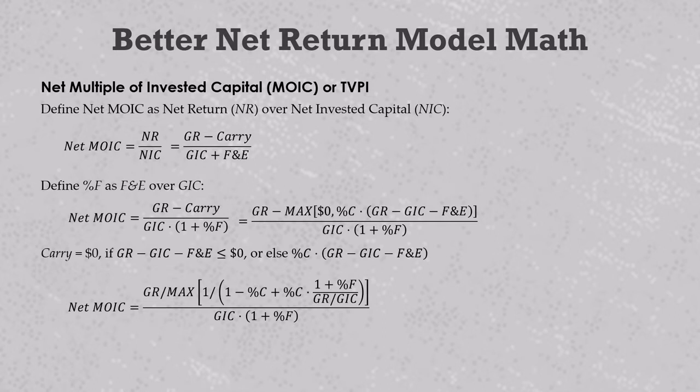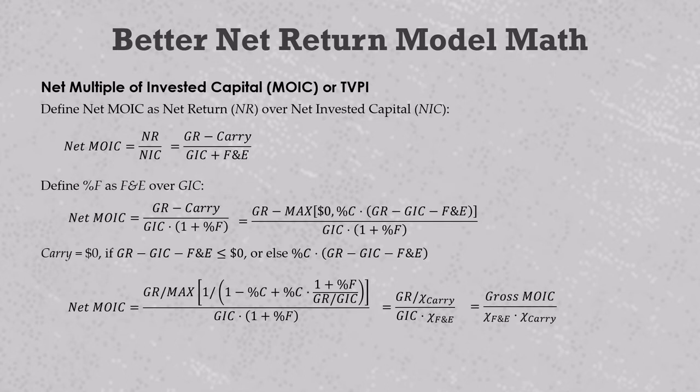And you're probably wondering, why would we ever do such a thing? Because this carried interest expression is definitely more complicated than it was before. Well, we go through all this because it allows us to express the impact of fees and expenses and carry as multipliers, where the net return is the gross return divided by the carry multiplier, and net invested capital is gross invested capital multiplied by the F&E multiplier. And this means that the net multiple is equal to the gross multiple divided by the two multipliers.